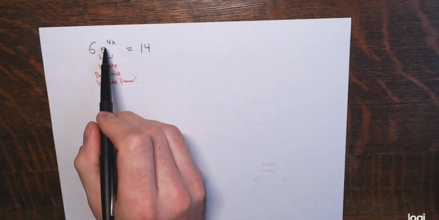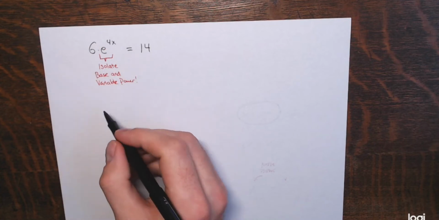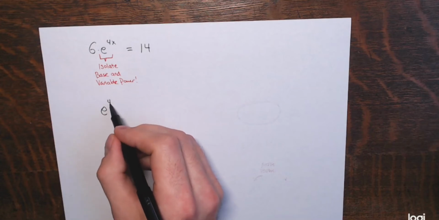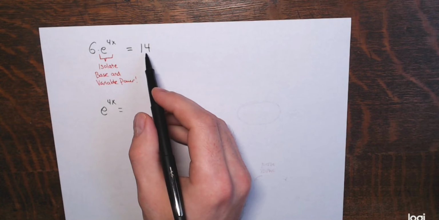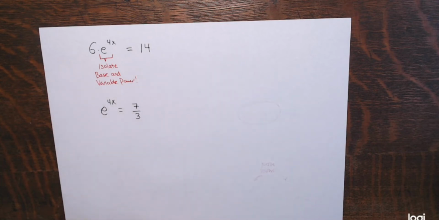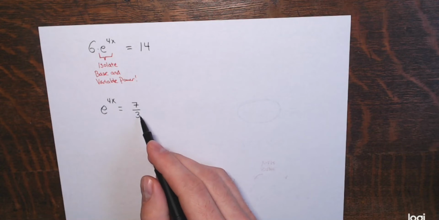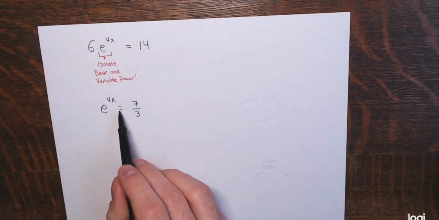Now to do this, this e to the 4x, I want to get that alone. It's being multiplied by 6 right now, so I just divide by 6. We have e to the 4x. Now 14 divided by 6 is 7/3 when you reduce it. That's the same thing as 14/6. And now I have base to a power equals some number.